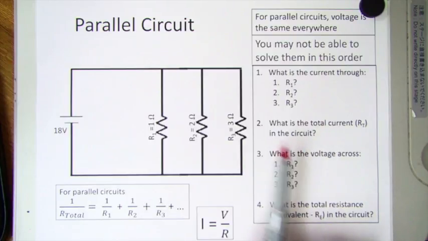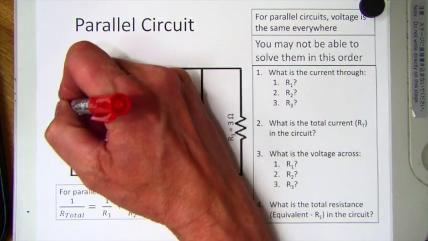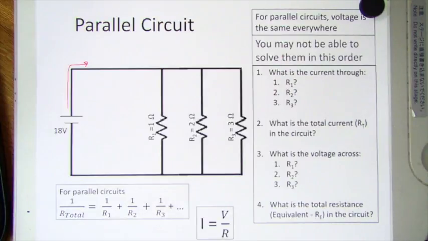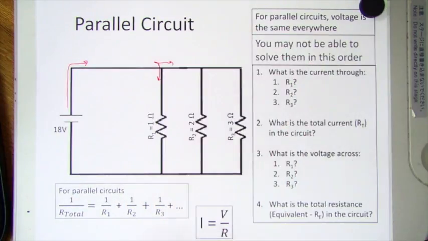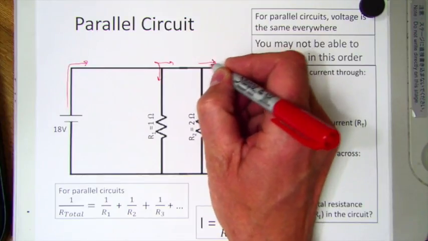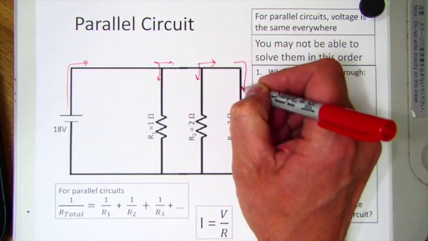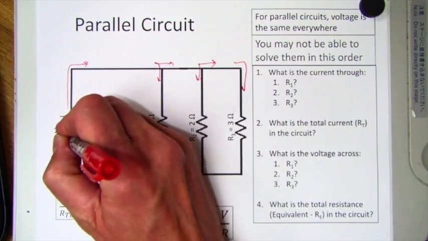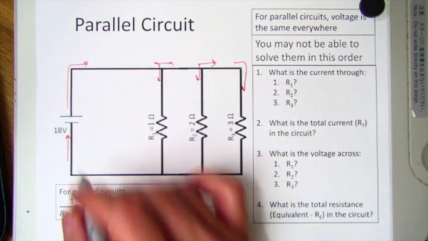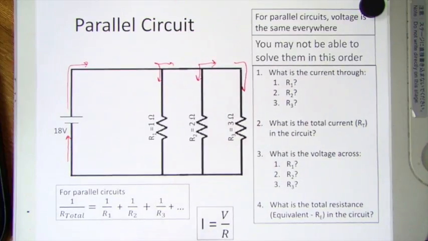For parallel, there are different branches. The electrons coming out of the battery have more than one path. They get to junctions where they can take a different path, and then they all join up again here at the end, and it all goes back into the battery, from the negative to the positive.